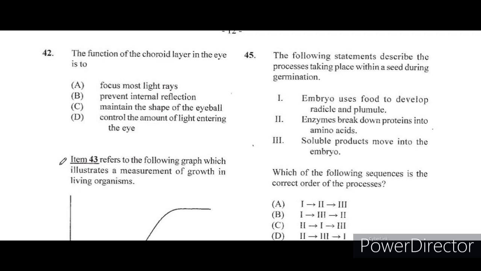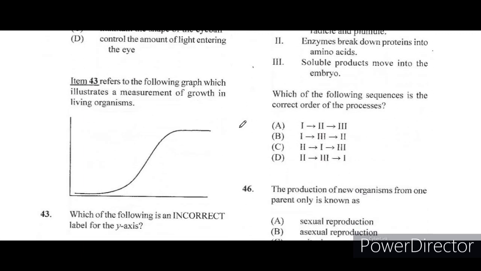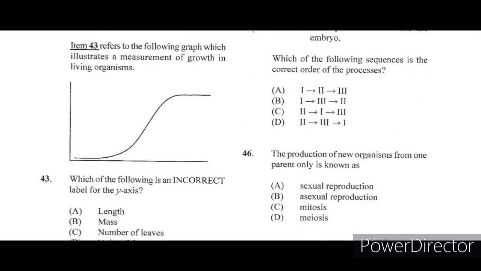Forty-two. The function of the choroid layer in the eye is to focus most light rays. I think no, that's for the lens. The lens does that. Prevent internal reflection. That's it. Prevents internal reflection, maintains the shape of the eyeball, the vitreous humor does that, and controls the amount of light entering the eye. That's the pupil. That's how we said up top a while ago to do the other question.